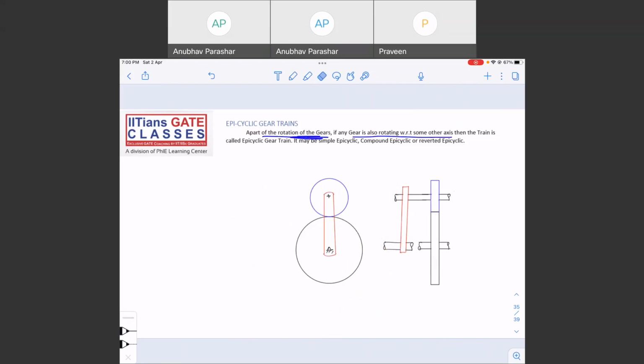Good numericals can be made from this, but these numericals are out of scope for this exam. It's a favorite topic for GATE, with a lot of numerical questions asked from epicyclic gear trains, right? So now they have particular terms.